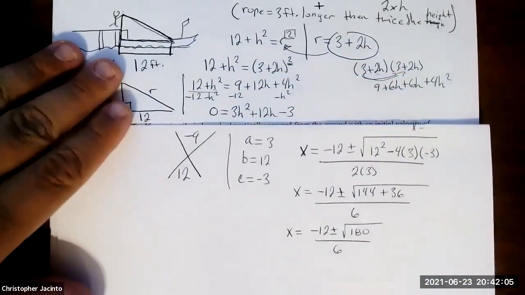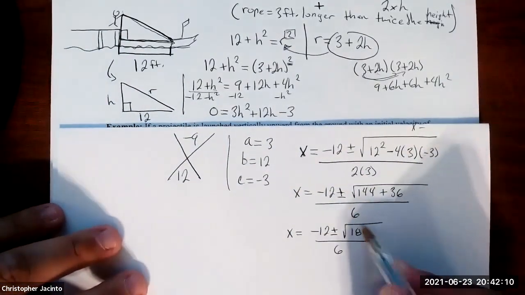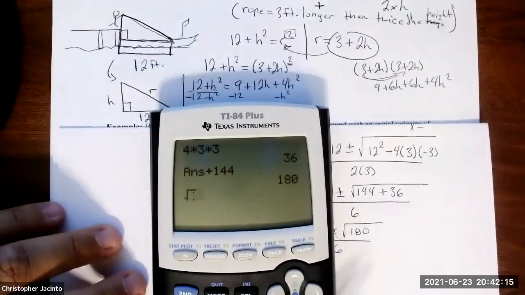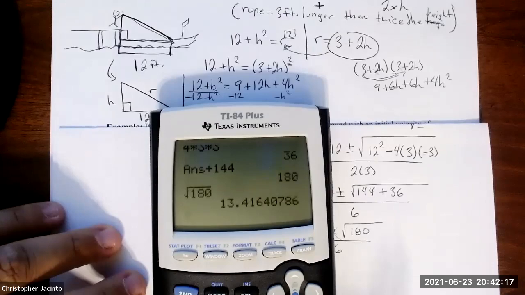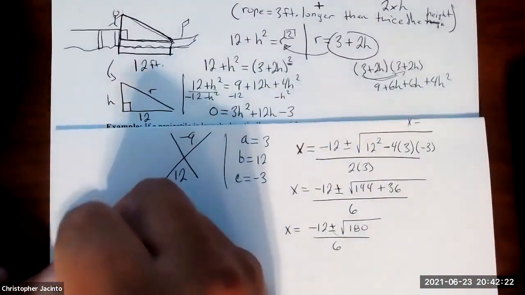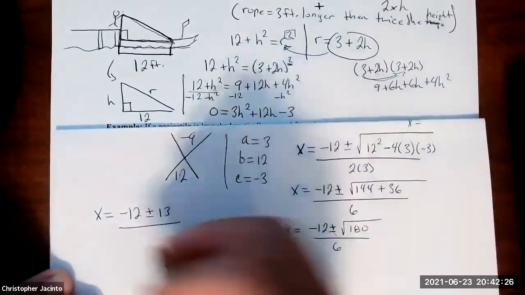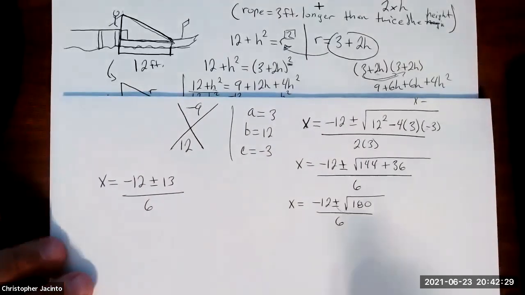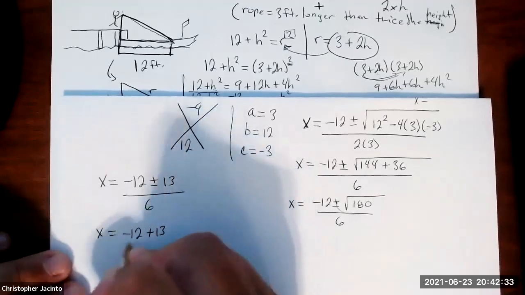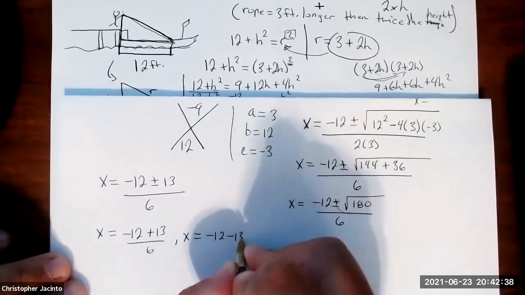Now, unfortunately for these ones, we do have to go a little farther because they're real world applications, meaning we will actually simplify this out. So what I mean by that is we'll just take the square root of 180. And let's just say that's like 13, make it easier for ourselves, right? So we get x equals negative 12 plus or minus 13 all over 6. And let's suppose that we got our two answers. So x equals negative 12 plus 13 over 6, and x equals negative 12 minus 13 over 6.